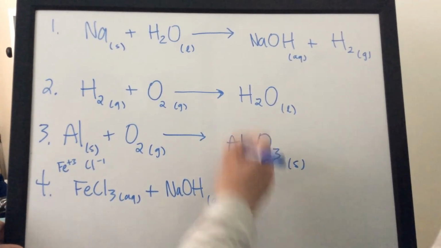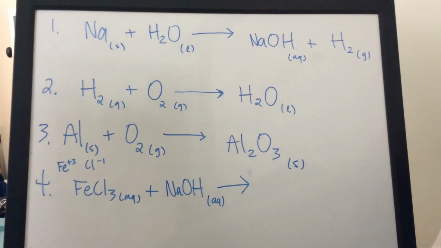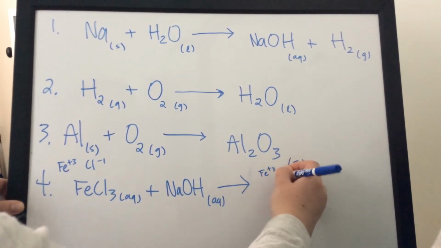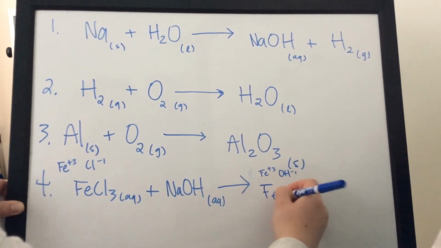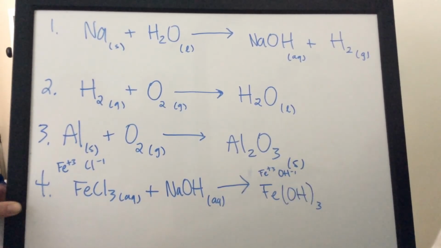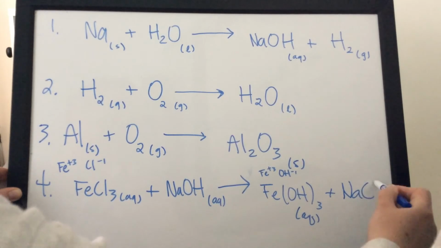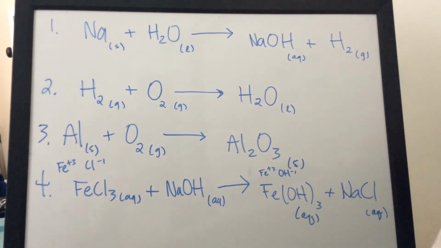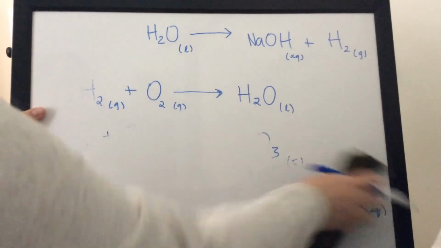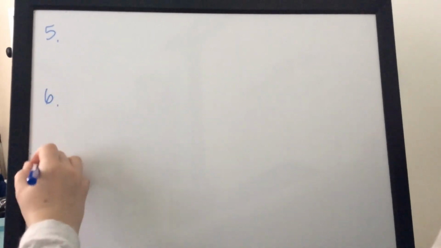To form solutions of both iron 3 hydroxide. So that means Fe +3, OH -1. So Fe, remember I need parentheses here, also a solution. And sodium chloride. Sodium's +1, chlorine's -1. NaCl, also aqueous. All right, number 5. And at any time you can pause this and see if you can do these on your own.